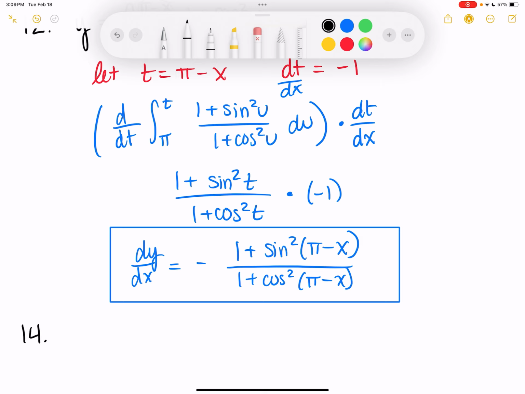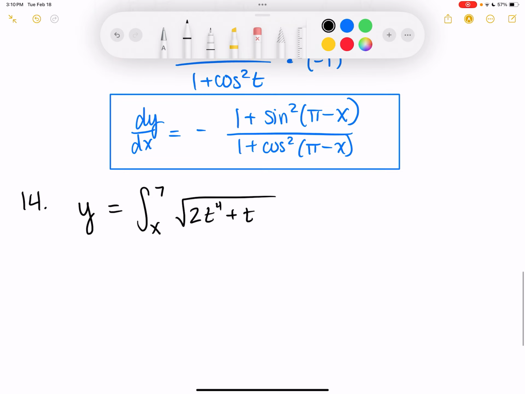All right, 14. See if you paid attention in the last section. y equals the integral from x to 7 of the square root of 2t to the fourth plus t plus 1 dt. I thought there wasn't going to be anything in between 12 and 16. I was trying to flip over my page.